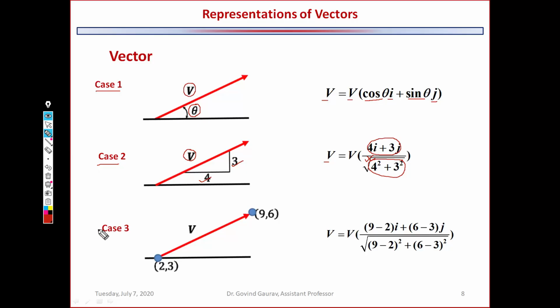The third possible way in which vectors can be represented, in the case of two-dimensional space, we need two coordinates, which are the x coordinate and the y coordinate. Say this value 2 is x1, this value 3 is y1, this value 9 is x2, and this value 6 is y2. If we are interested in defining this vector quantity, we will define it by vector v, the magnitude, multiplied by the unit vector along the direction of the magnitude.